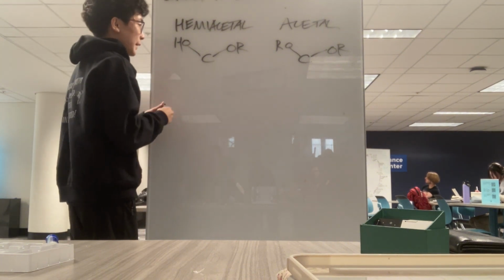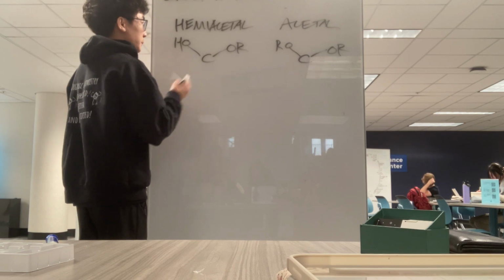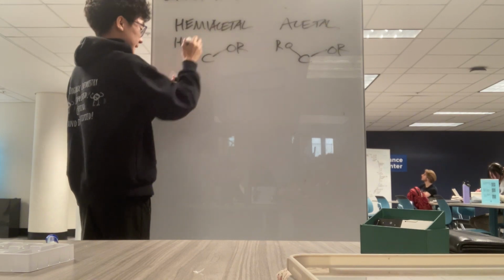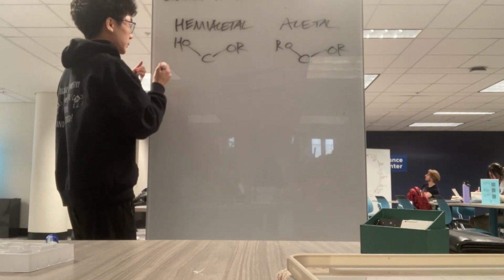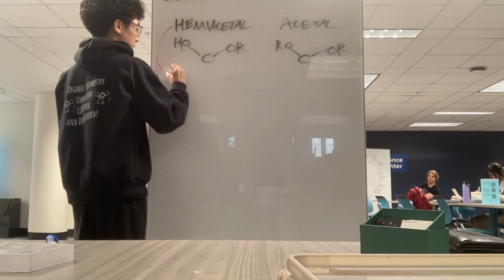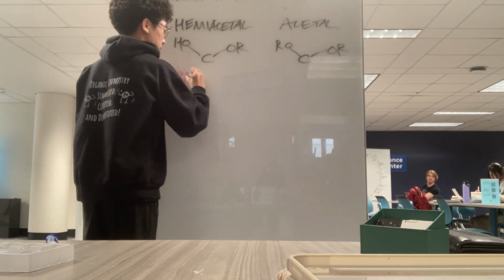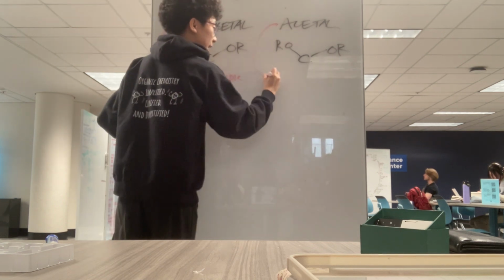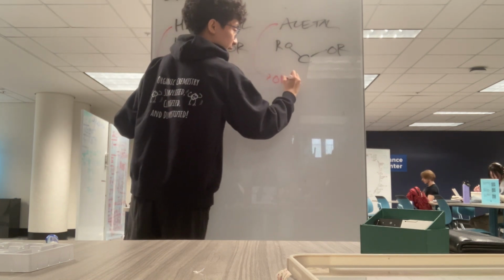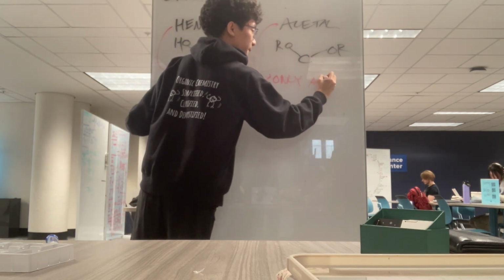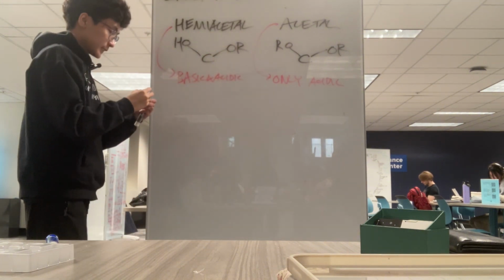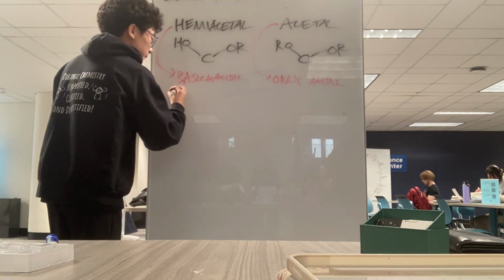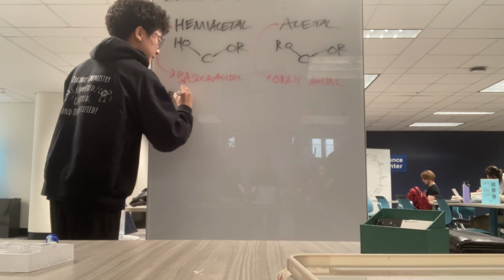Now, I'm going to show you the mechanism on how to create the hemiacetal. And the hemiacetal can only be formed, well, actually it can be formed in basic and acidic conditions, whereas the acetal can only be formed in acidic conditions. Right. So let's talk about the basic conditions first.